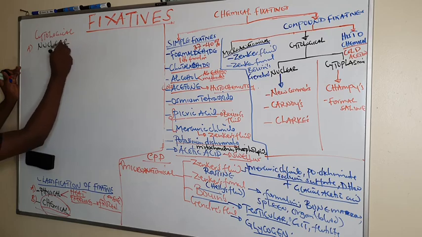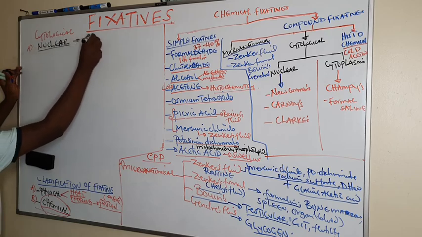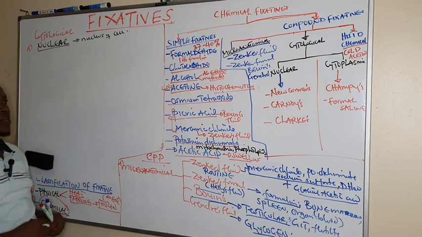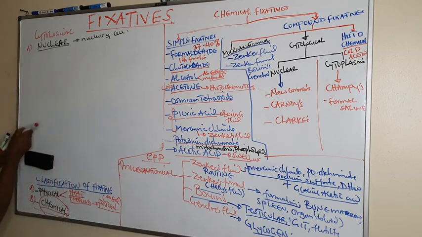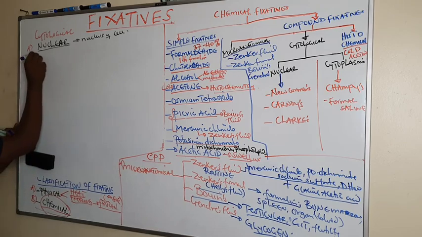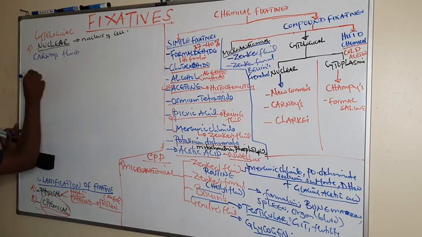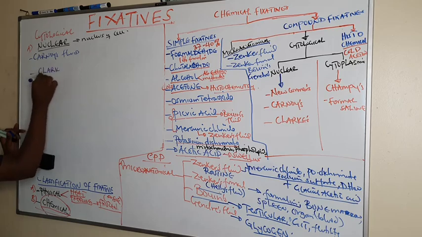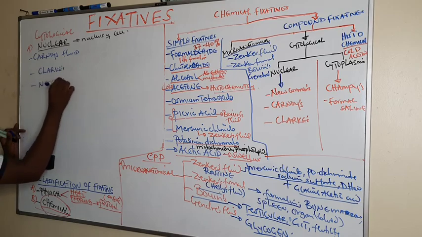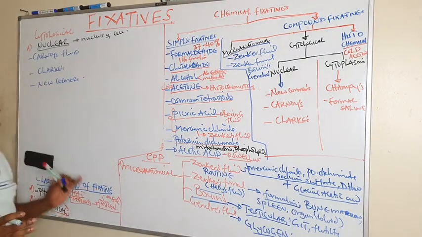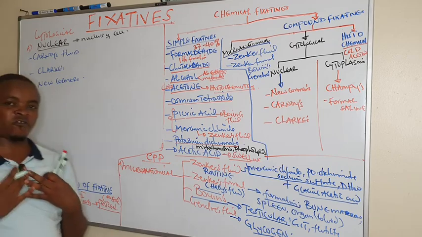We have nuclear fixatives. These ones preserve the nucleus of the cell. And among the nuclear fixatives, we have seen examples like canoid fluid, we have seen the example of Clark fluid and Newcomer's. So these are the three examples of nuclear fixatives which preserve the nucleus of the cell for further studies.